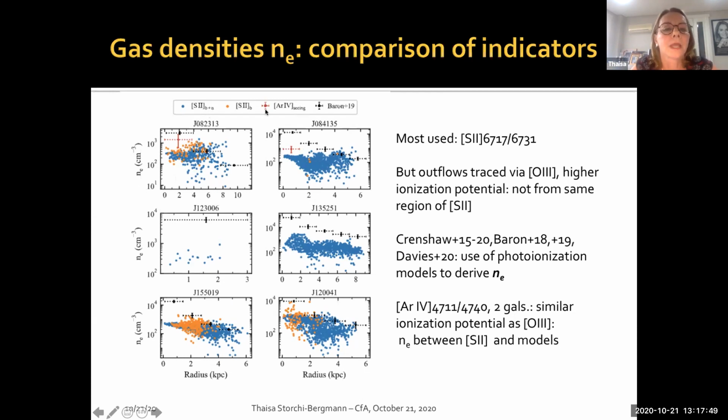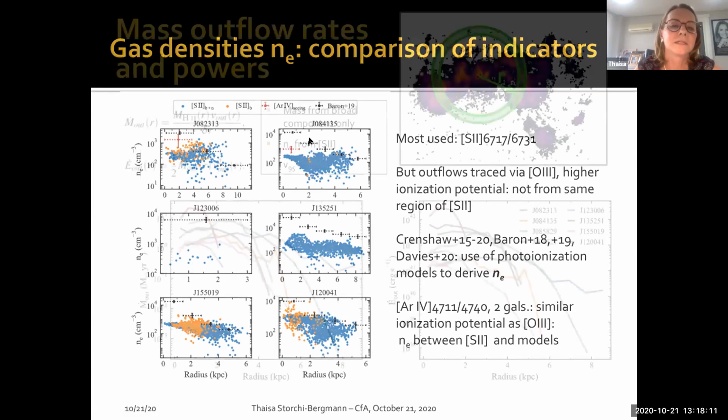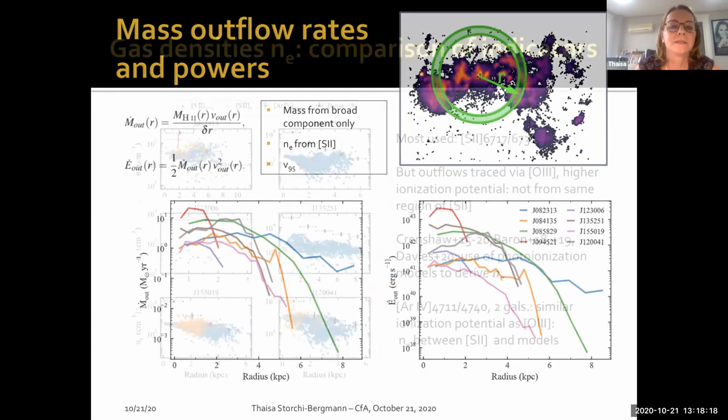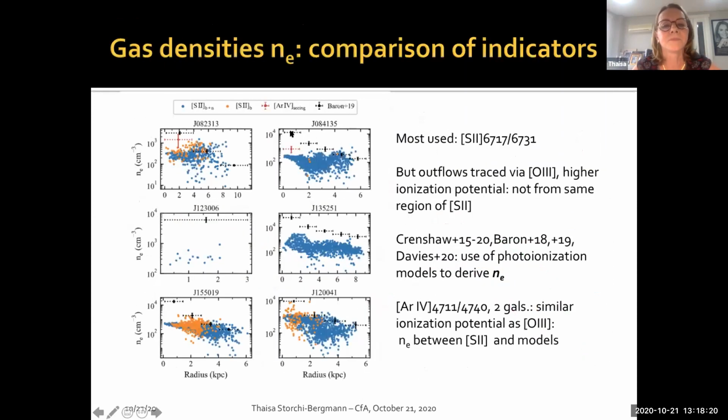And then we also used a model from Baron and Netzer, which is the same as Crenshaw and collaborators use, that uses photoionization models to derive the density. So these points are from photoionization modeling, and you can see that the density increases towards the center.